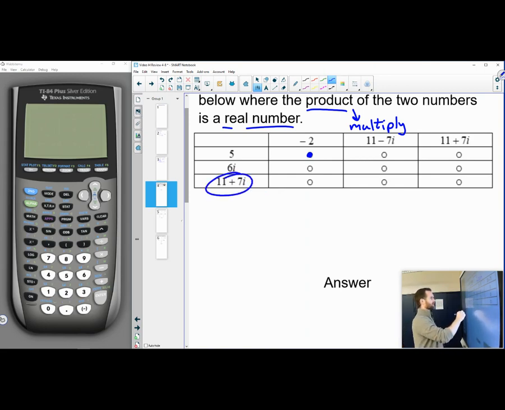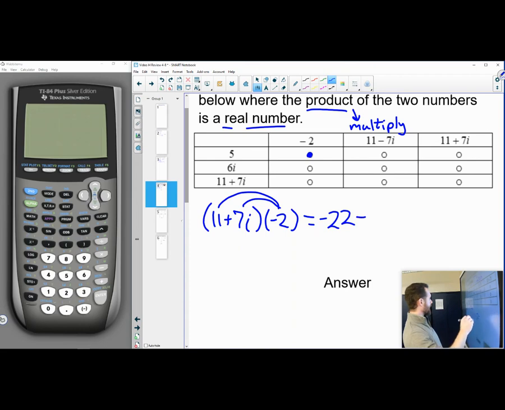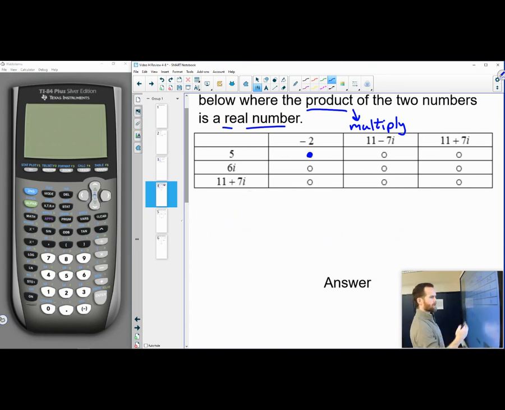Now let's check the 11 plus 7i times the negative 2. All right. So let's distribute. We're distributing the opposite direction, but that's okay. That becomes negative 22 minus 14i. And there's no more simplifying to do. We still see an i, non-real. Don't pick the cell.